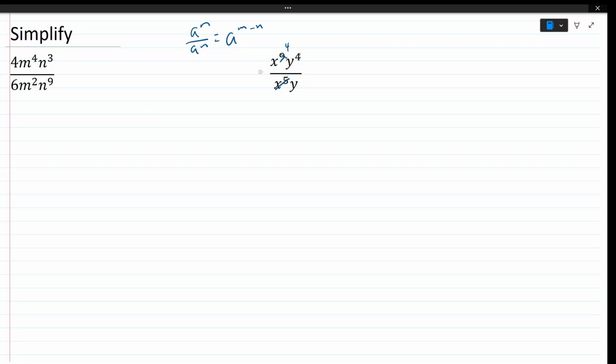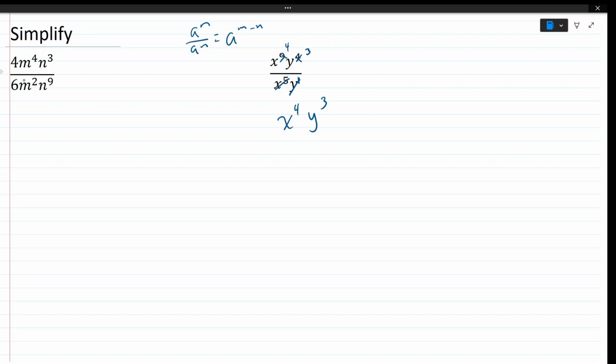And then for the y to the fourth over y, remember that's saying y to the first. So we have y's on top and bottom. We have 4 on the top, 1 on the bottom. So that 1 on the bottom will cancel, and we'd still have 3 on the top. So we'd have left over x to the fourth y cubed. Again, you can think of that as x to the 9 minus 5 times y to the 4 minus 1.